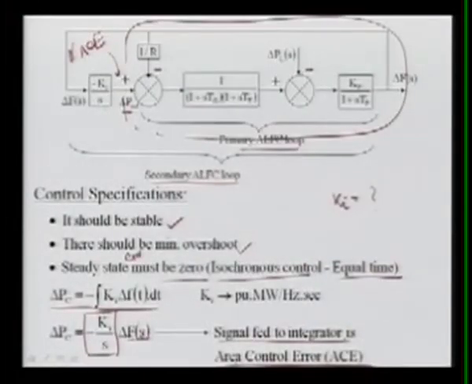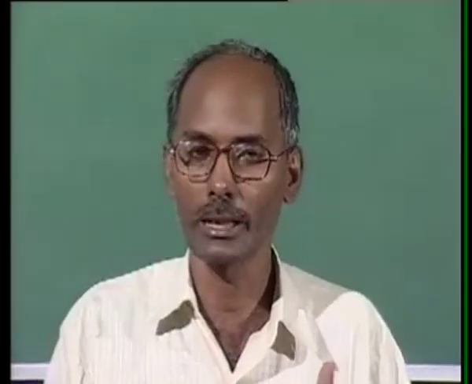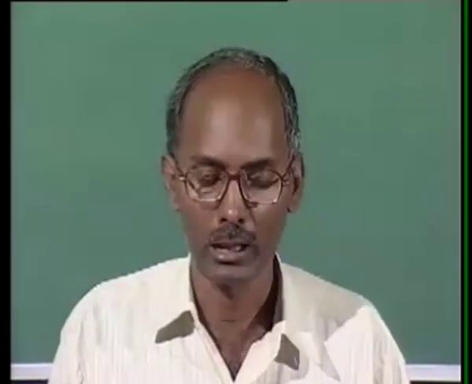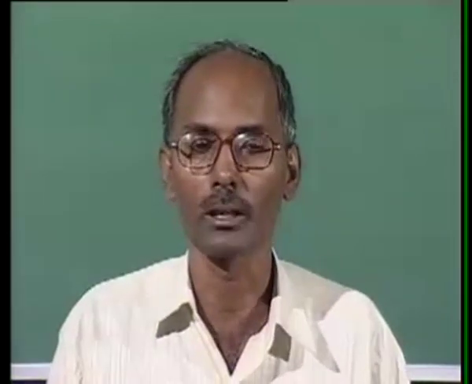So the signal fed to the integrator is referred to as the area control error. Whatever signal we are feeding to this integrator is your ACE, the area control error. This is one area we are talking about, so it is area 1. If you go for multi-area, we'll see the area control errors for the different areas will be different, and then we have to use controllers for reducing them.